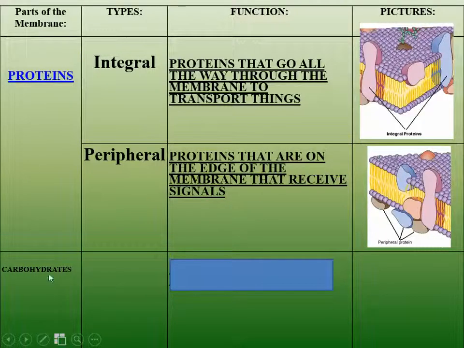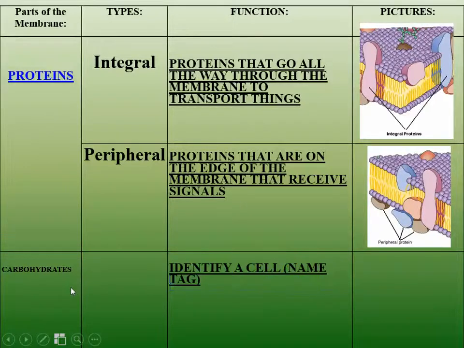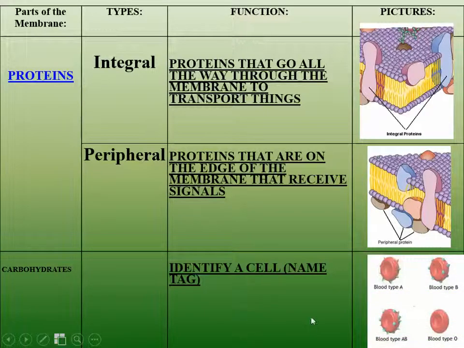Then you have your carbohydrates. Your carbohydrates are going to act as a tag, and they kind of identify a cell. A good example of this is blood types, right? You've probably heard of A blood type, AB blood type, or O blood type, and maybe you have O negative, right? The negative part is another part of biology that we're not going to talk about right now.